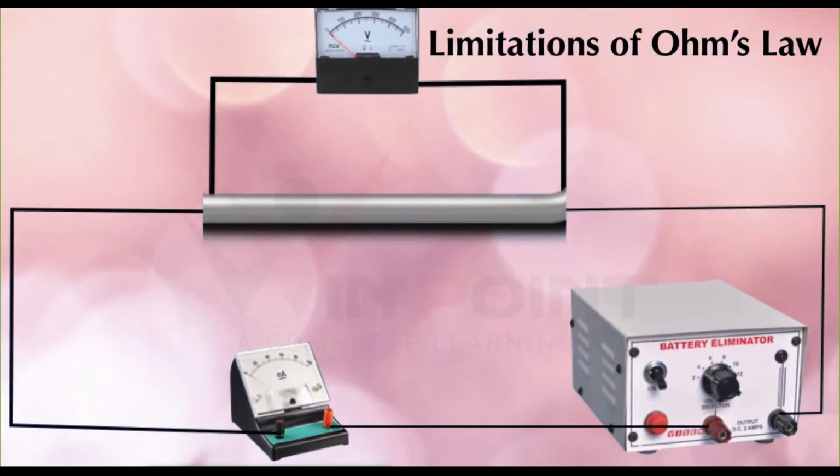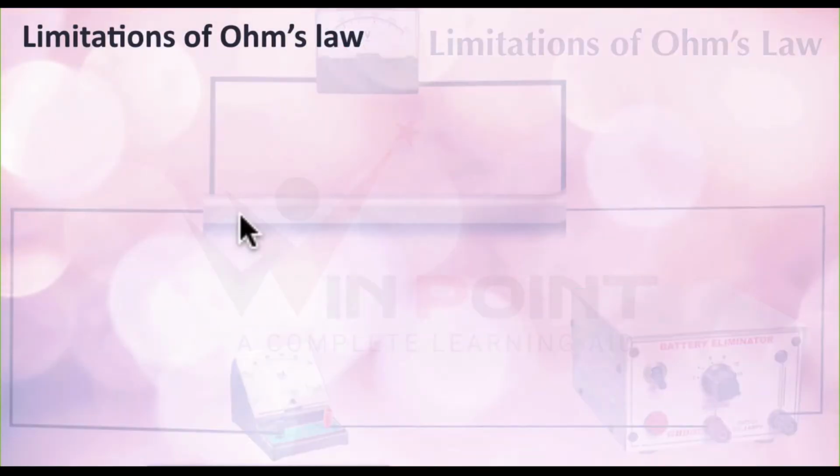Limitations of Ohm's law. We have discussed Ohm's law, right? Ohm's law states that voltage is proportional to I. So there are some limitations to this Ohm's law that we are going to discuss. We are just observing the ammeter reading and the voltmeter reading, and from that we are drawing a graph. Then we understand that there are some limitations of this Ohm's law. So we are going to do that.